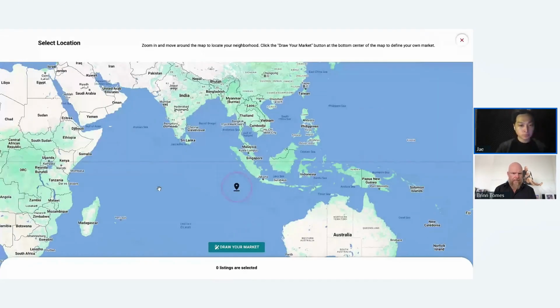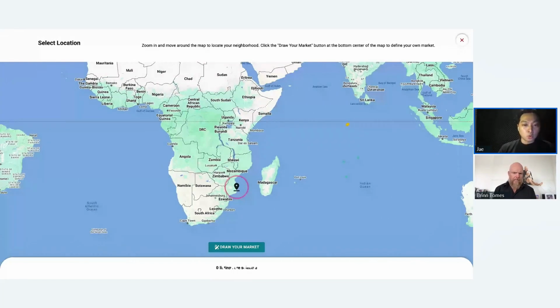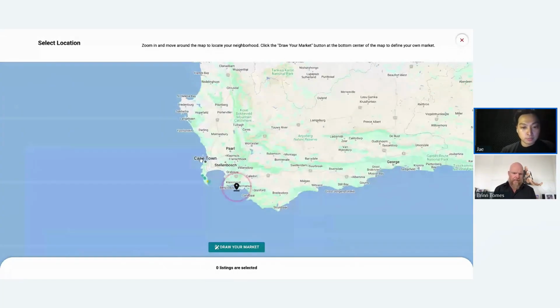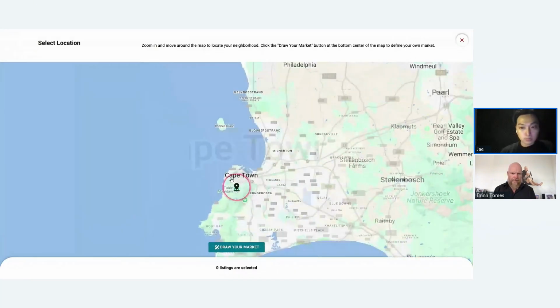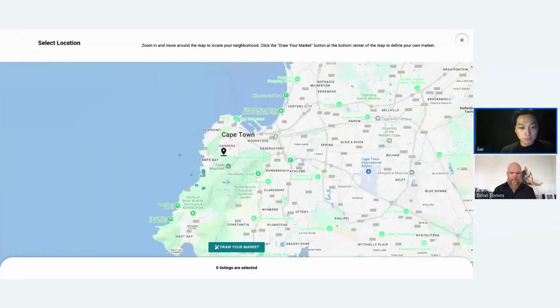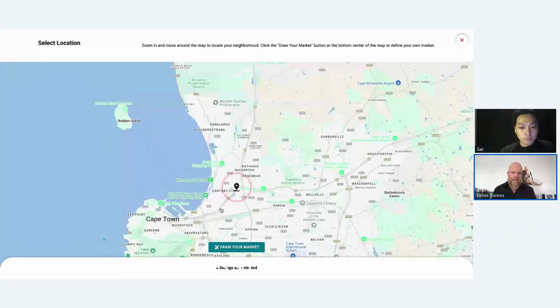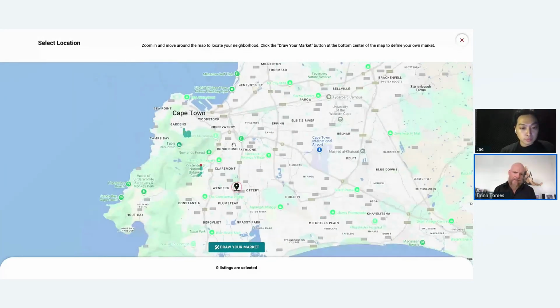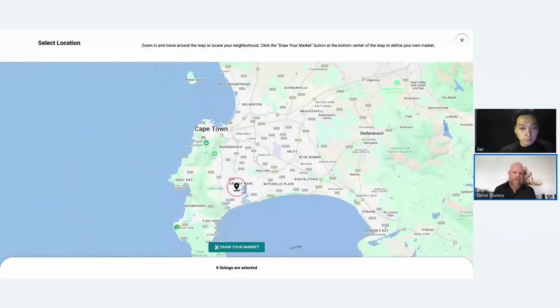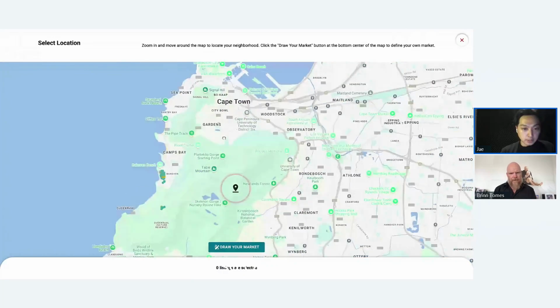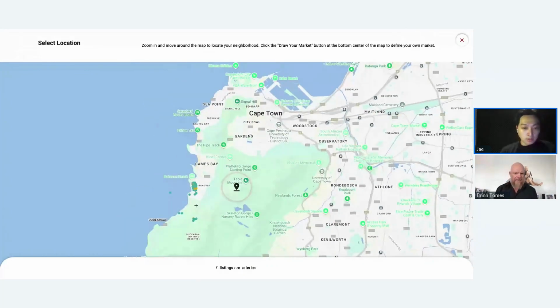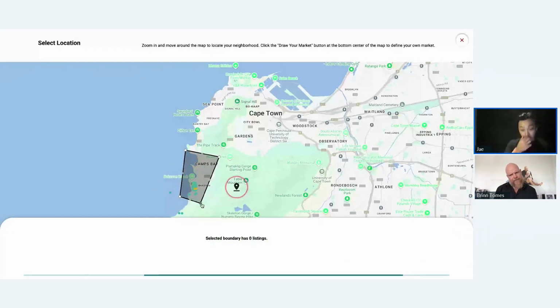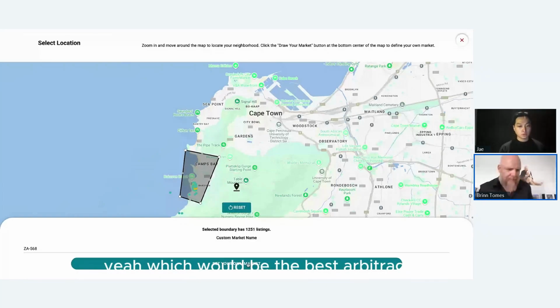So we'll go to the Oceanside area in Cape Town. Yeah, exactly. All right, so Camps Bay here. I'll draw Camps Bay, yeah, exactly. So since you wanted to compare between different numbers of bedrooms, I'll define a market which would be the best arbitrage. Right.